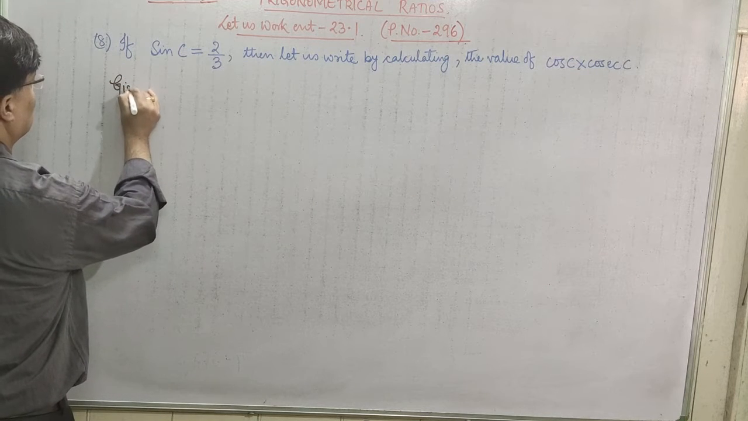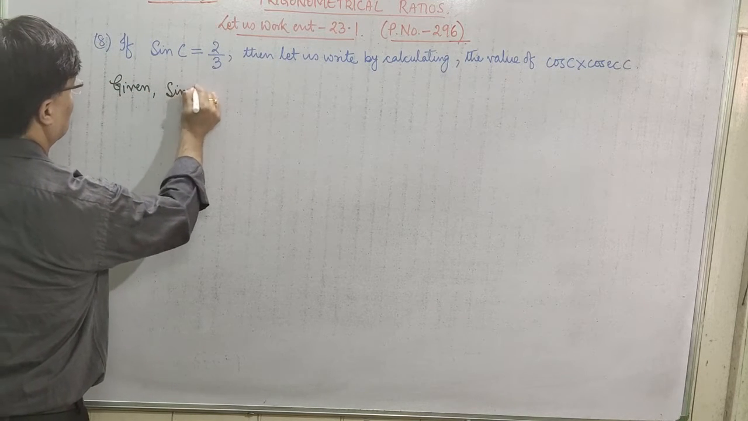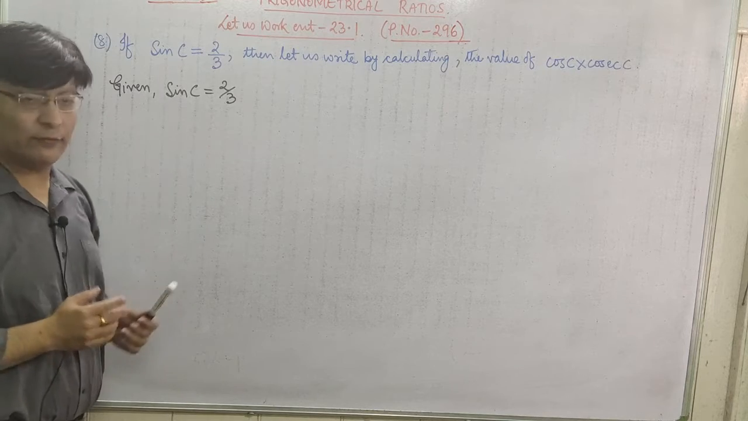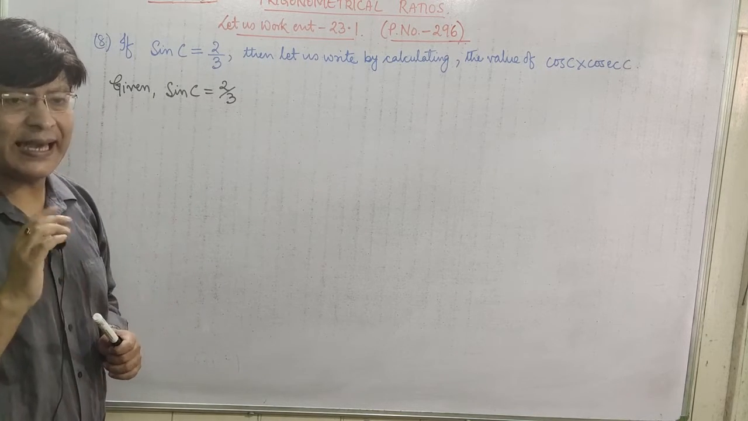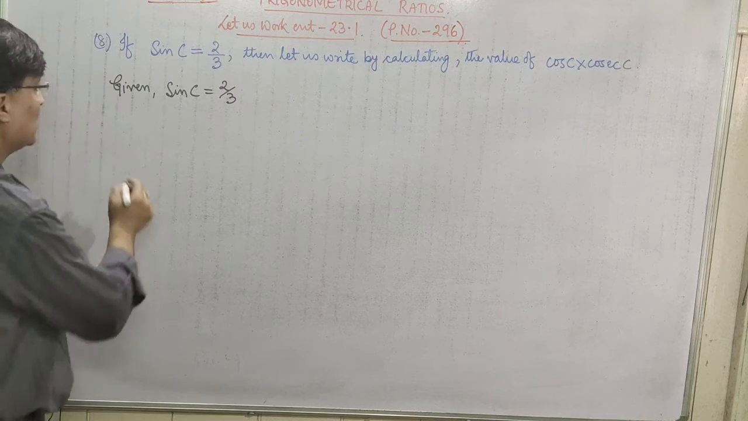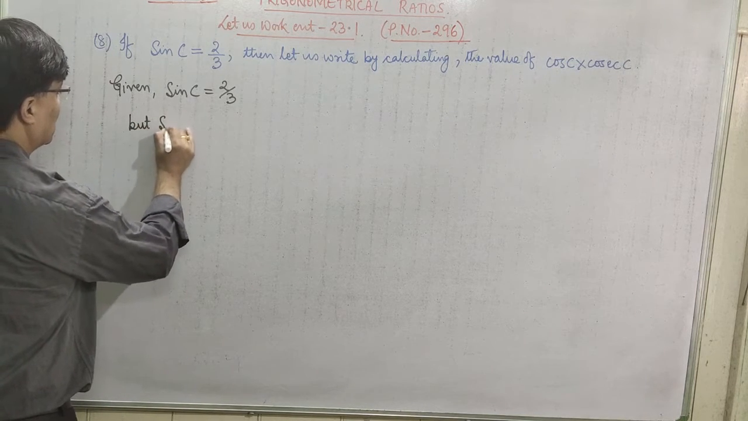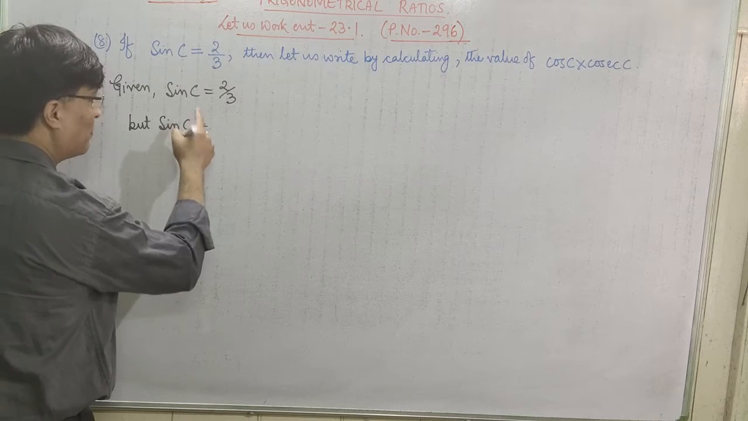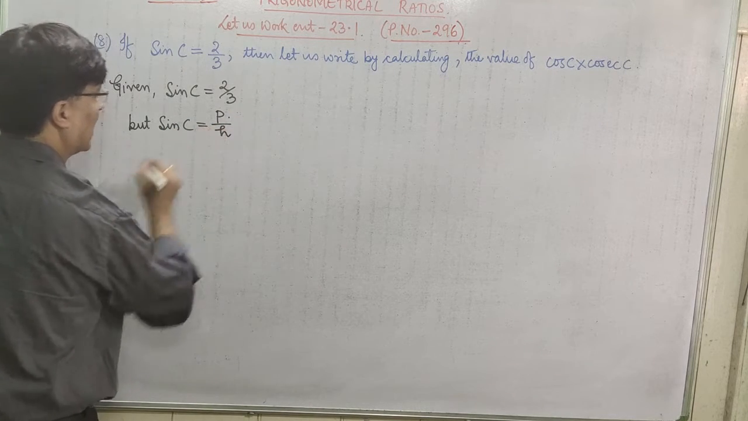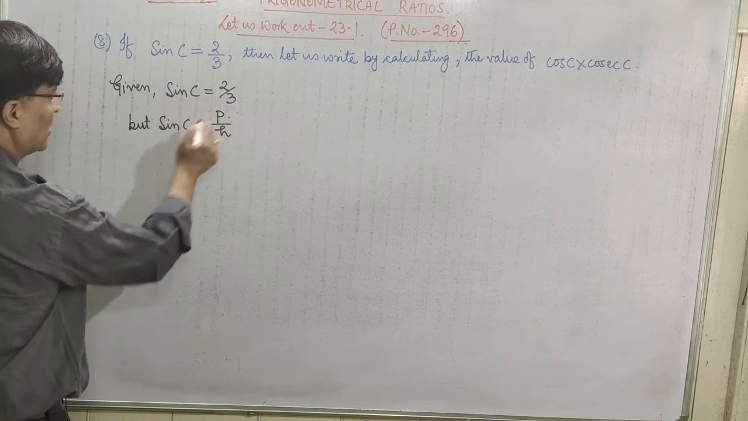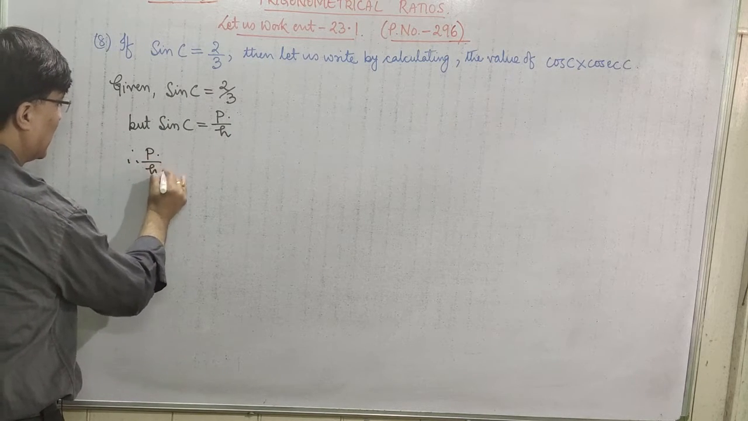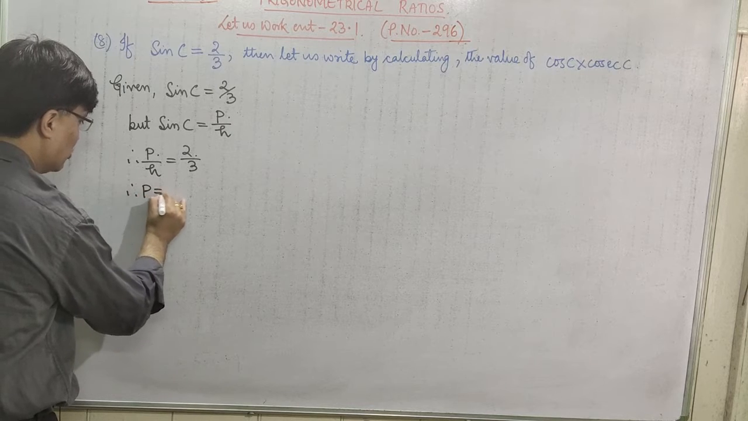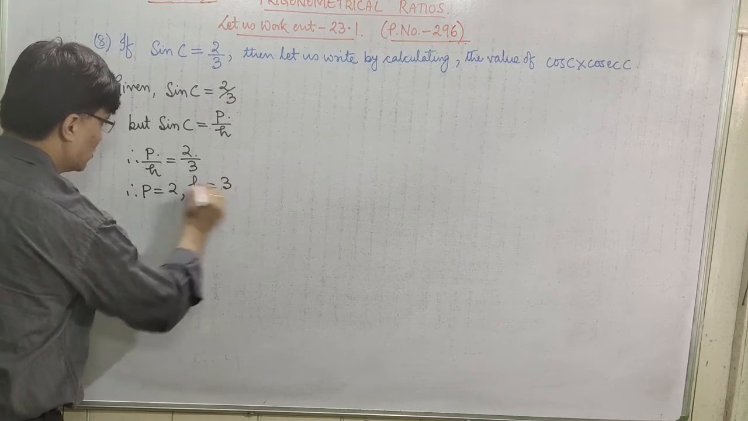So here given is sin C is equal to 2 upon 3. From the value of sin C, let us get the values of cos C and cosec C individually. But what is the formula for sin C? Now you should know it. It is P by H, that is perpendicular by hypotenuse. If left hand sides are equal, right hand sides must be equal, that is P by H is equal to 2 upon 3. So from here you can equate the numerator, that is P is equal to 2 and H is equal to 3.